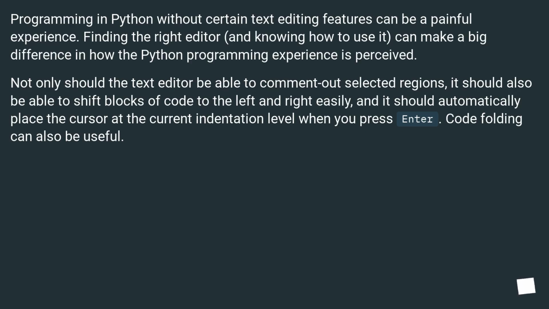Programming in Python without certain text editing features can be a painful experience. Finding the right editor and knowing how to use it can make a big difference in how the Python programming experience is perceived. Not only should the text editor be able to comment out selected regions, it should also be able to shift blocks of code to the left and right easily, and it should automatically place the cursor at the current indentation level when you press enter. Code folding can also be useful.